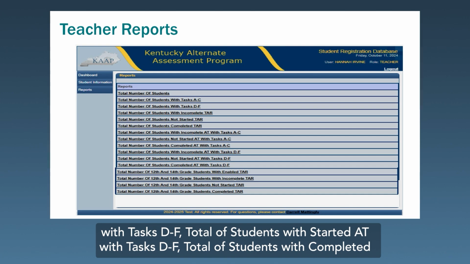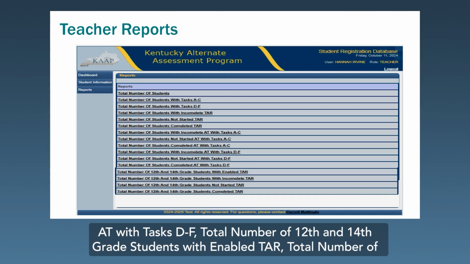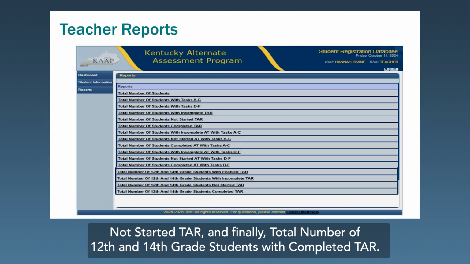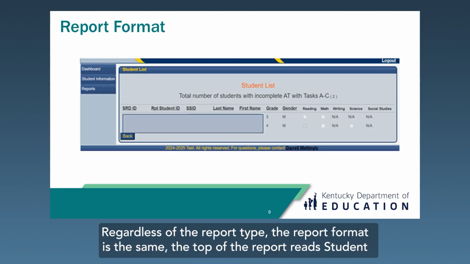total of students with completed AT with tasks D through F, total number of 12th and 14th grade students with enabled TAR, total number of 12th and 14th grade students with incomplete TAR, total number of 12th and 14th grade students with not started TAR, and finally, total number of 12th and 14th grade students with completed TAR. Regardless of the report type, the report format is the same.